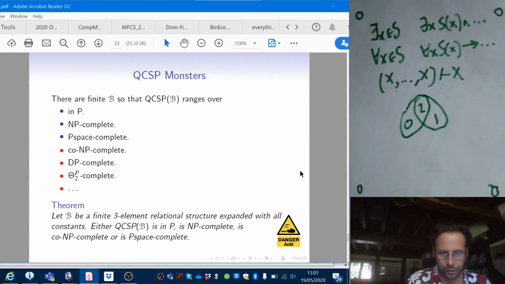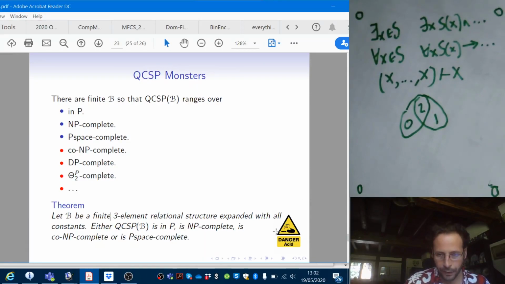So these monsters that Zhuk has created, in this case, in fact, the isolation of theta p2 complete is first due to Emil Jarabek, and the first instance of a co-NP complete problem is actually due to Mirek Olszak. But the systematic study of this is mainly attributable to Zhuk. So in the paper, we actually proved that on domain size 3, only the cases PNP complete, co-NP complete, and p-space complete can arise. To get DP complete, we need to move to domain 4, and to get theta 2p complete, we have to move to a higher domain.